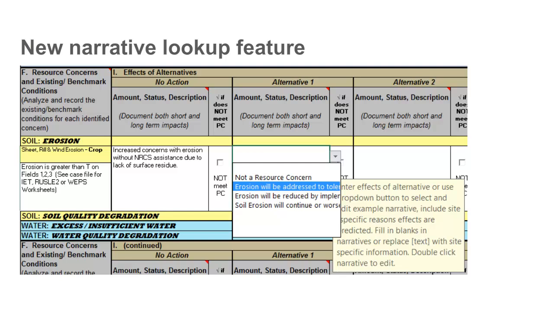Many cells have pre-written narratives that can be selected. Most of these cells also have a narrative information box that instructs the user on the availability of the narratives and how to use them.